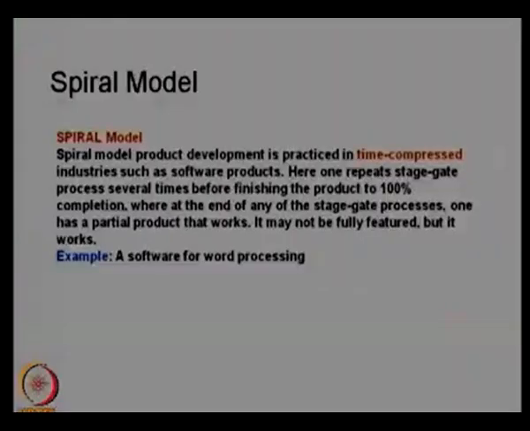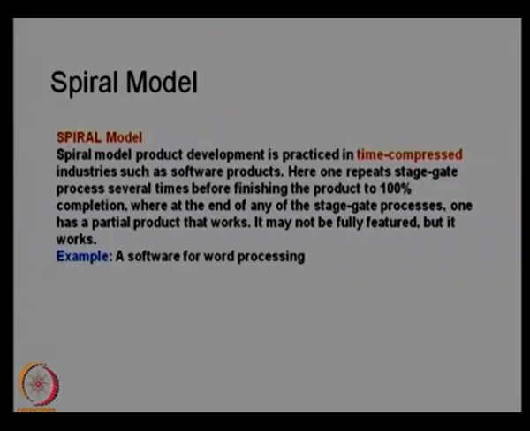So it actually passes through a loop. From one end to the other end you pass through one stage gate and you get a product, and again it passes through another stage gate, and again you have a product. So you will have different versions of the product at the end of every stage, though it may not be completely functional or a complete product. So here one repeats the stage gate process several times before finishing the product to 100%.